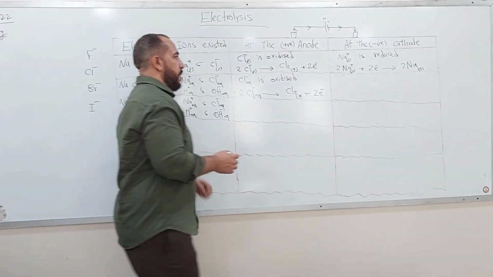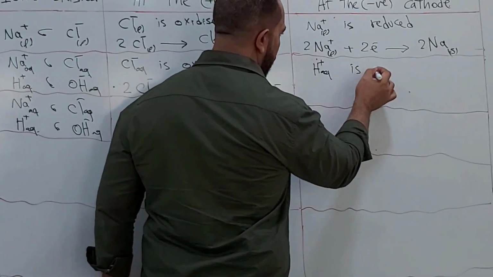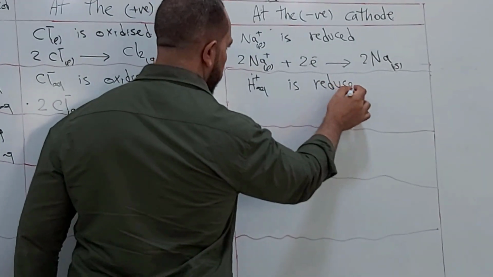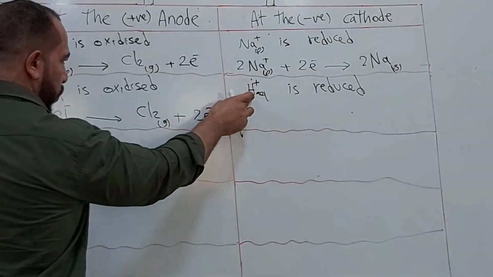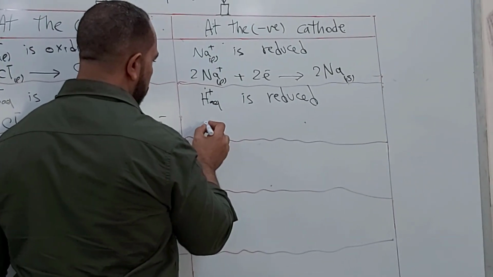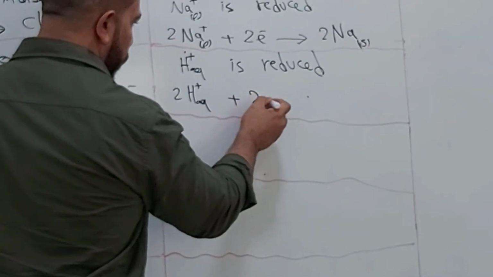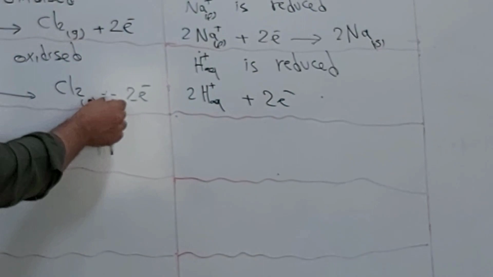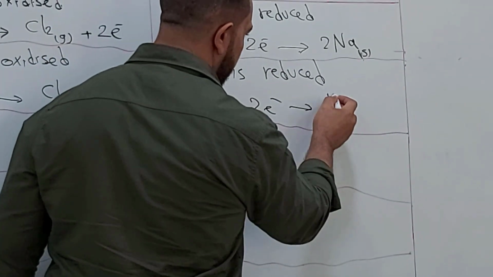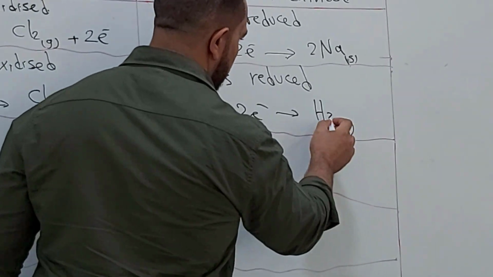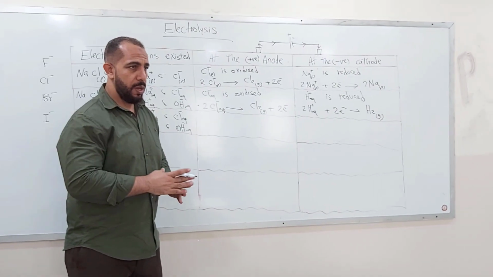So H plus aqueous is reduced. For the half equation, take care, we have 2 electrons, and hydrogen is diatomic as well. So 2H plus aqueous plus 2 electrons, it will gain the 2 electrons lost by chlorine, to form hydrogen gas, H2 gas. And this H2 gas will go off at the cathode after the reduction process.